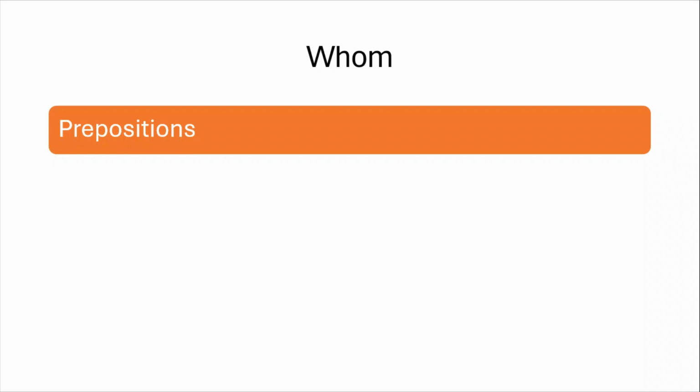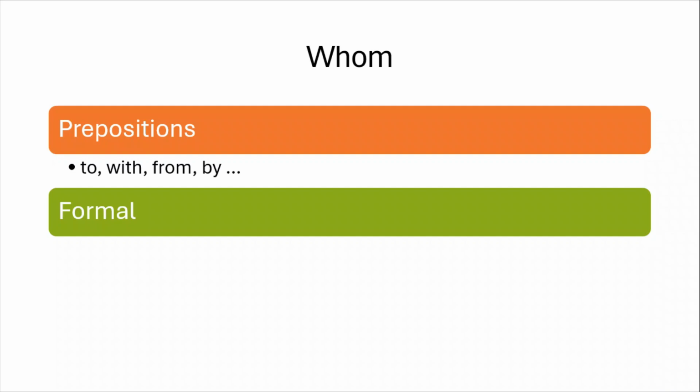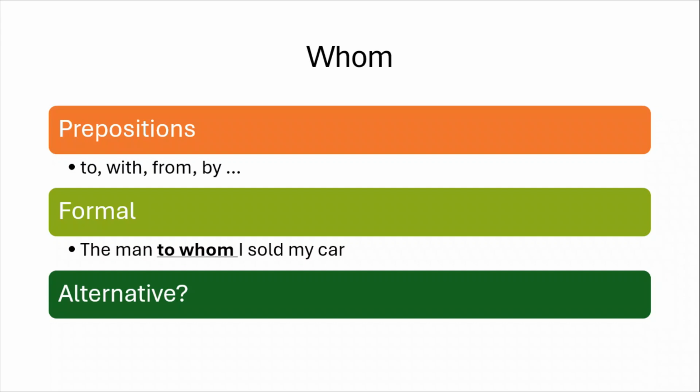We don't use the word whom very often in English now because it's extremely formal. But one place when we do use whom is when it follows a preposition, and we have some examples here: to, with, from, by. We can also say that it is very formal. If we look at our example here, where we are using a relative pronoun, the sentence is quite formal: the man to whom I sold my car. Another way to say this, in a more common and informal way, is to put the preposition at the end of the sentence. So our sentence is now the man who or that I sold my car to. So it's not necessary for us to use whom, except in certain situations.